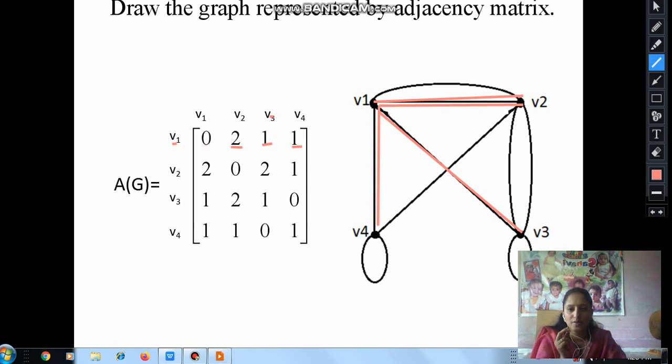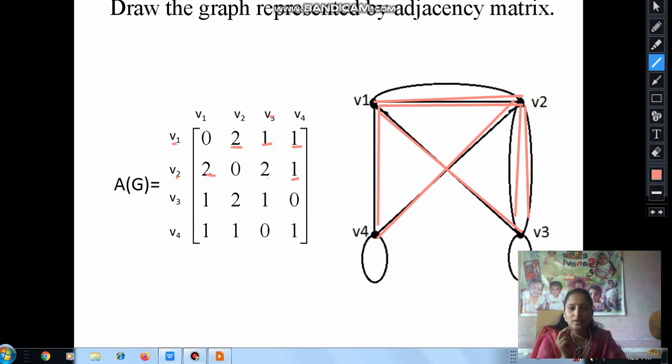Now the number of edges between V2 and V1 is equal to 2. Okay, there are two edges between V2 and V1, and we have already drawn these edges. There is no edge between V2 and V2. The number of edges between V2 and V3 is equal to 2. So this is our first edge and this one is our second edge. There are two edges between V2 and V3. Now there is 1 edge between V2 and V4.